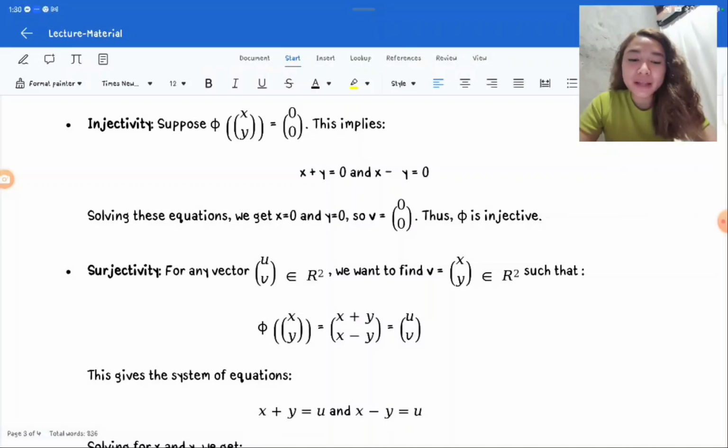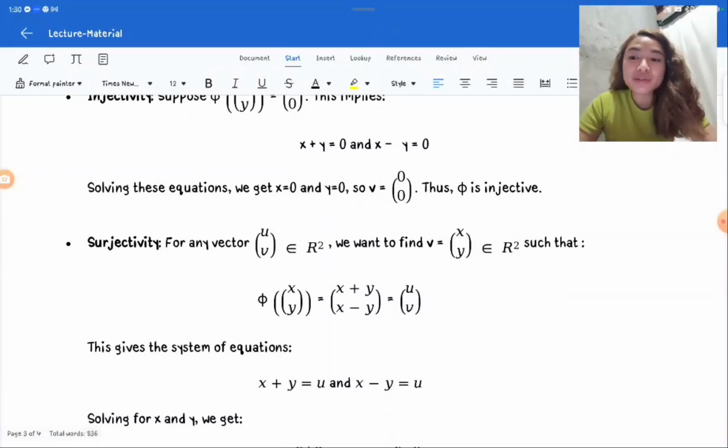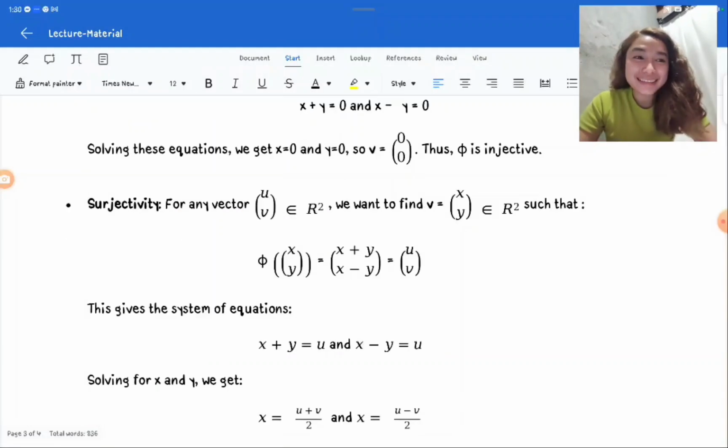This gives the system x plus y equals 0 and x minus y equals 0. Solving these equations, we get x equals 0 and y equals 0. So v equals (0, 0). Thus pi is injective. Next, let's check if pi is surjective.